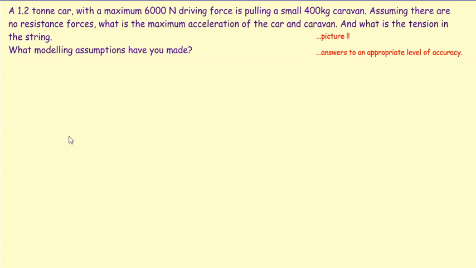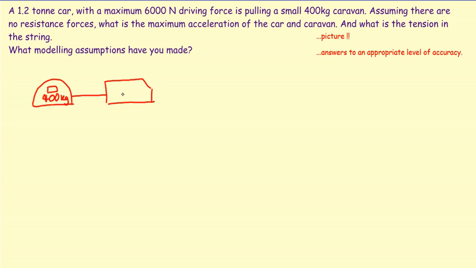So here we have a car pulling a caravan. And so we're going to try and draw the whole situation. There we go, funky shaped caravan, being pulled by some big car. This is nice and light, so we'll label this as 400 kilograms, and this is now 1.2 tons.